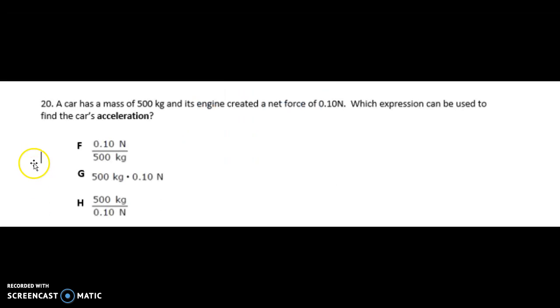Last question, number 20. A car has a mass of 500 kilograms, and its engine created a net force of 0.10 newton. Which expression can be used to find the car's acceleration? So which problem shows how to figure acceleration? F, G, or H? Pick your correct answer and bubble it in on your test.